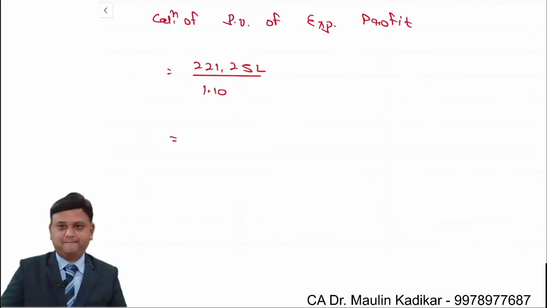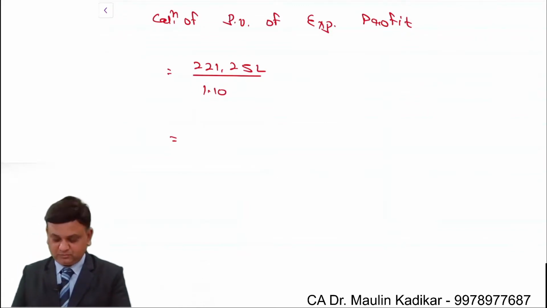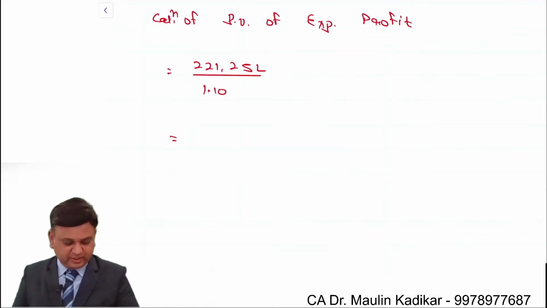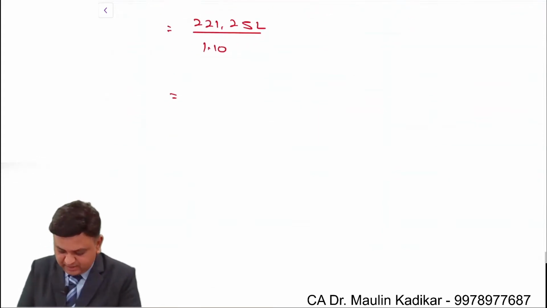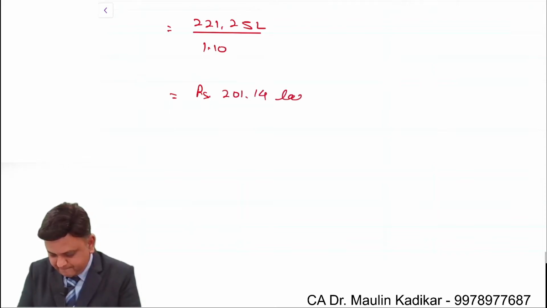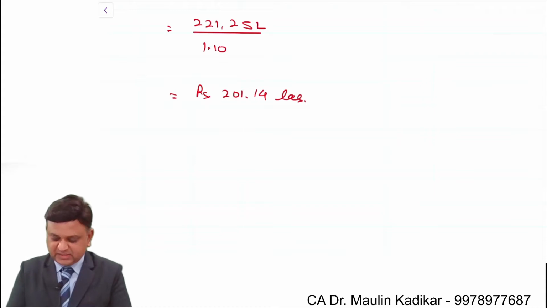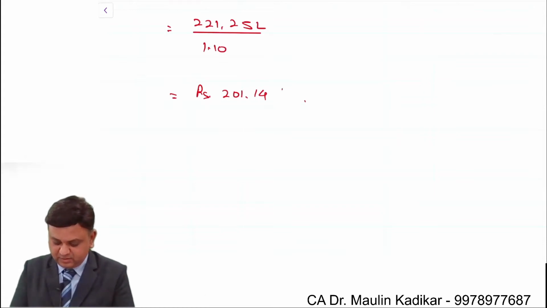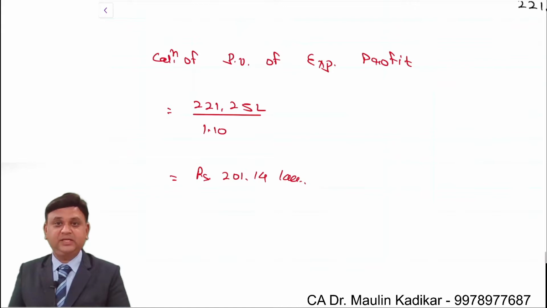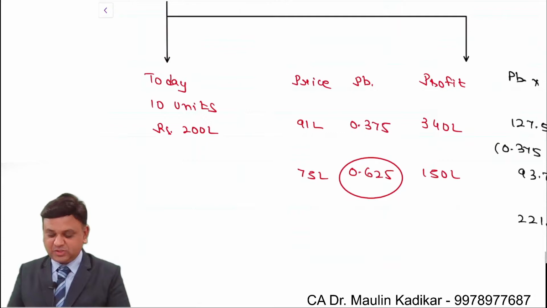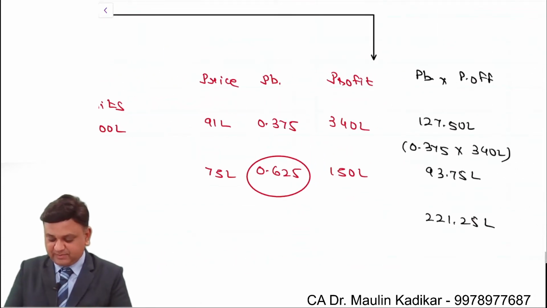Just a minute. So 221.25 divided by 1.1, that comes to 201.14 lakhs. Okay. Now this is the amount of the profit that you have in present value term. Is it more than 200? Yes, it is more than 200. So what is your advice to the company? Your advice to the company is that you should do construction after 1 year.